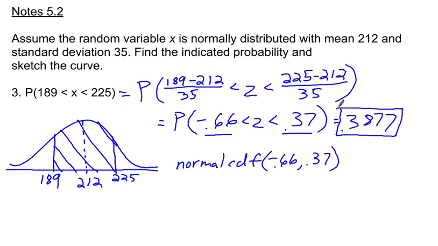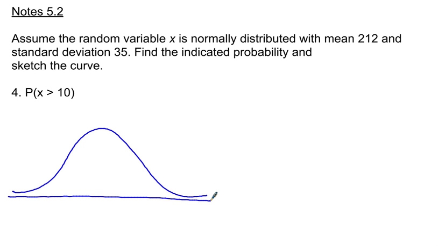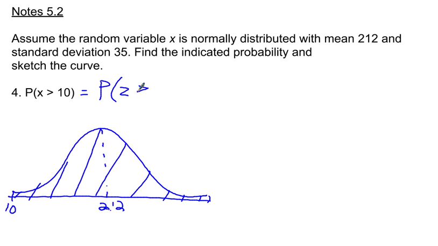And then the last example, we're looking at the probability that x is greater than 10. So on our normal curve for this distribution, our mean is still 212. And with a standard deviation of only 35, the data value 10 is way over to the left, really far to the left. We want the probability that x is greater than 10, so it's this whole area over here. Now if I standardize this, it'll be z is greater than 10 minus 212 divided by 35.